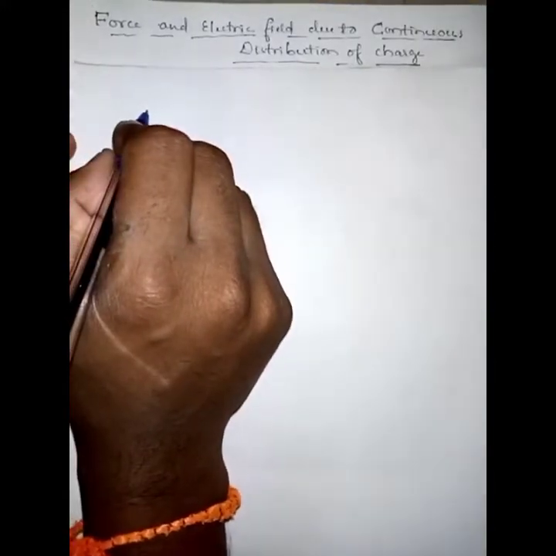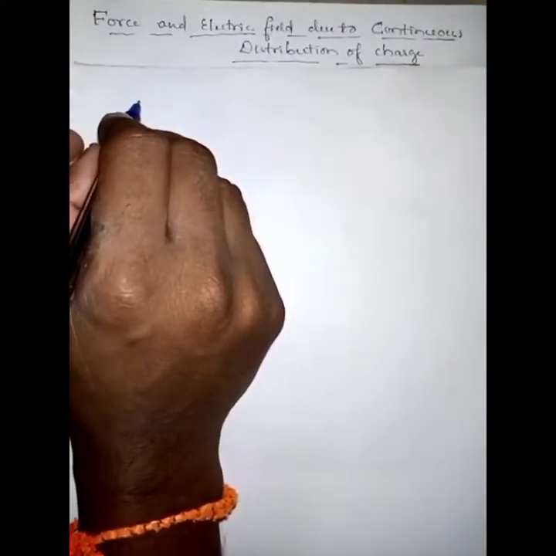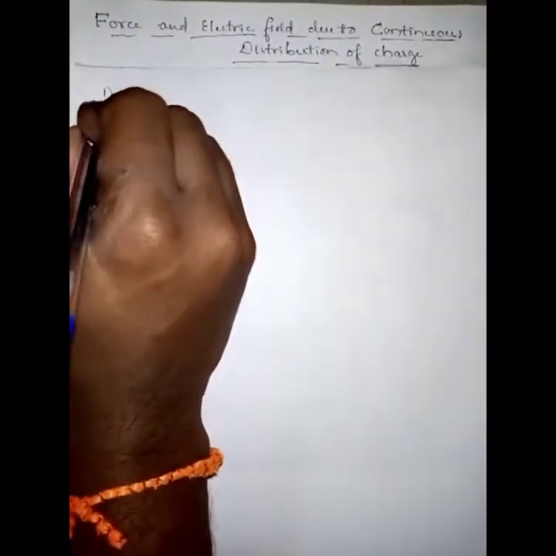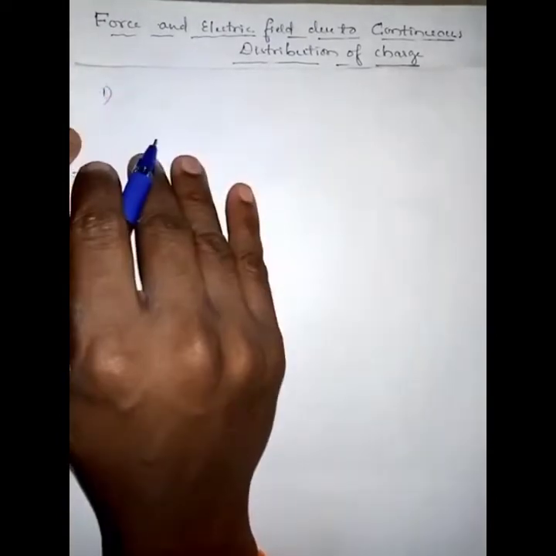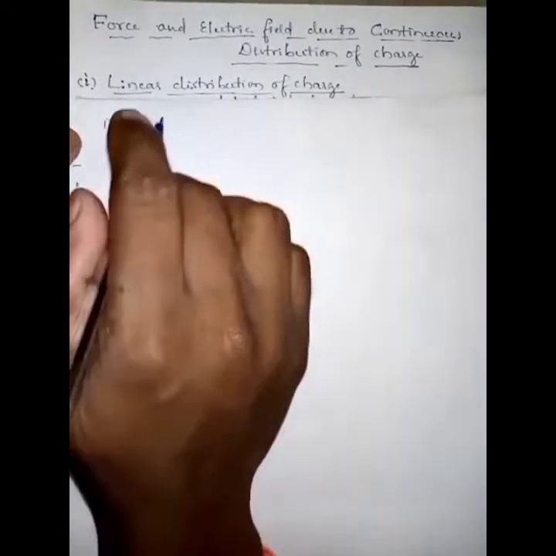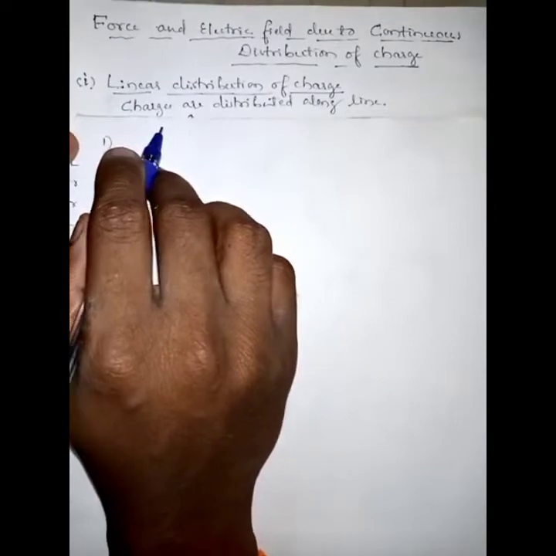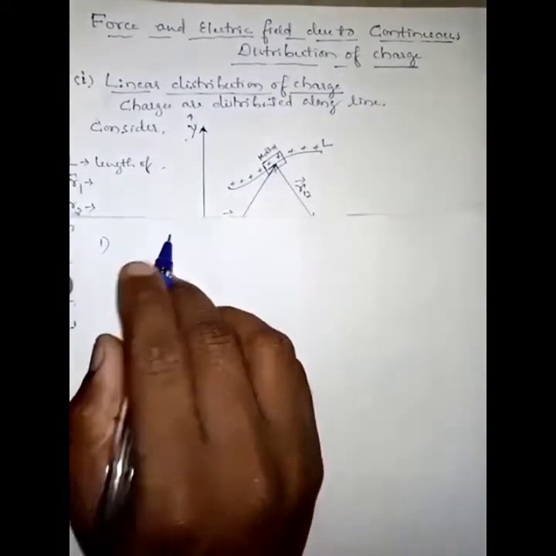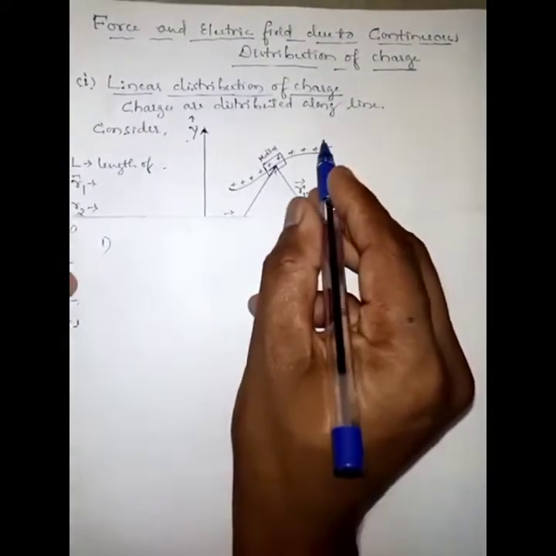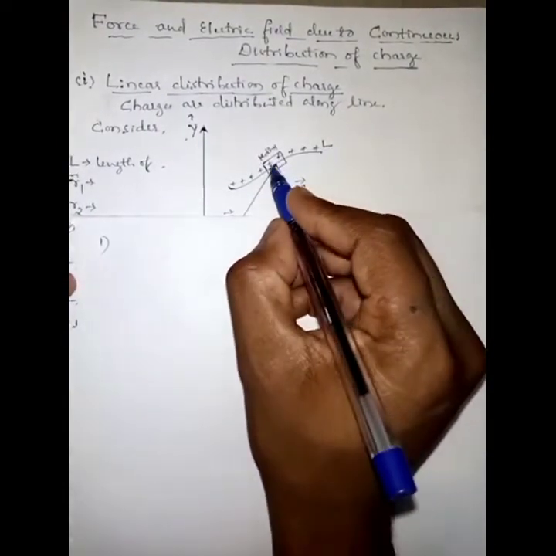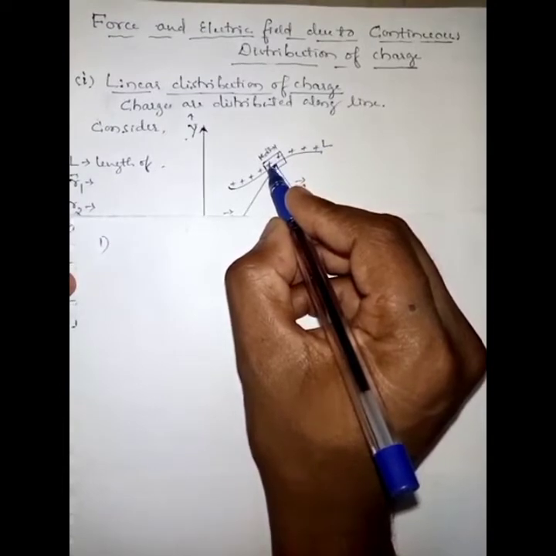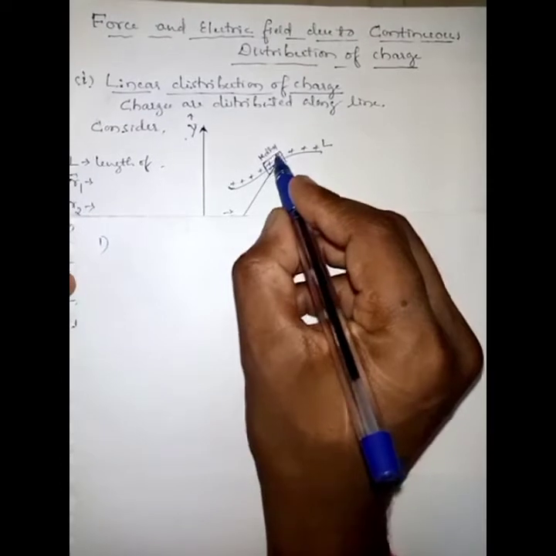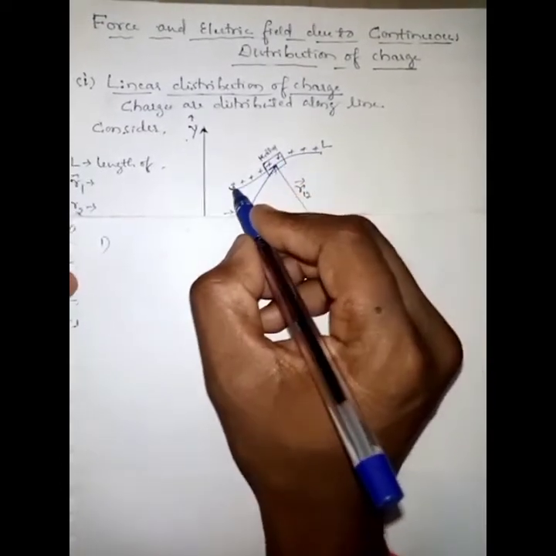Now we will discuss force and electric field due to continuous distribution of the charge. The first one is the linear distribution of charge, which means the charges are distributed along a line. Here I am considering a thin wire. Its length is L. We are placing a total charge Q over the length of the wire.